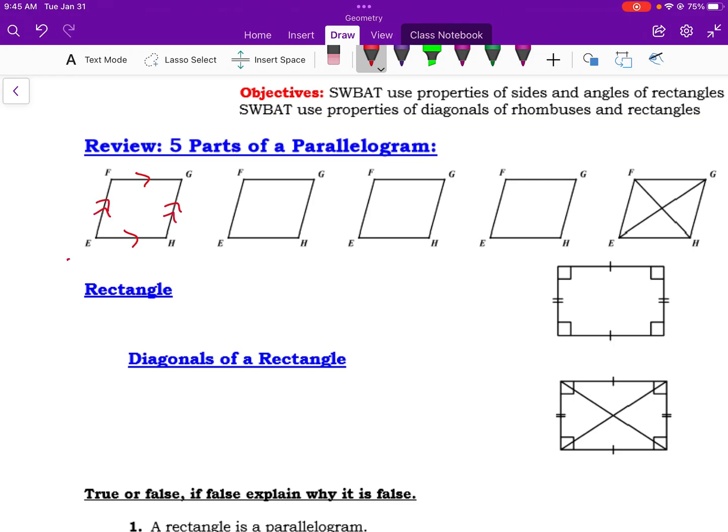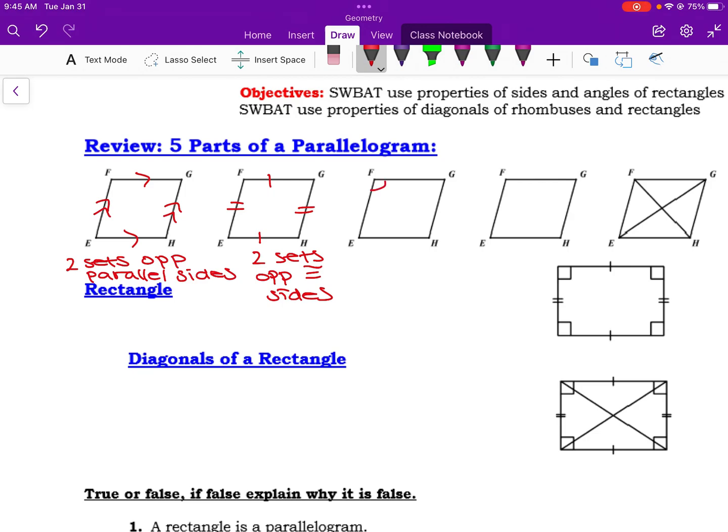So we can just say two sets of opposite parallel sides. Okay, we also know those opposite sides are congruent for a parallelogram. So we also have two sets of opposite but congruent sides as well. Okay, properties pertaining to the angles.